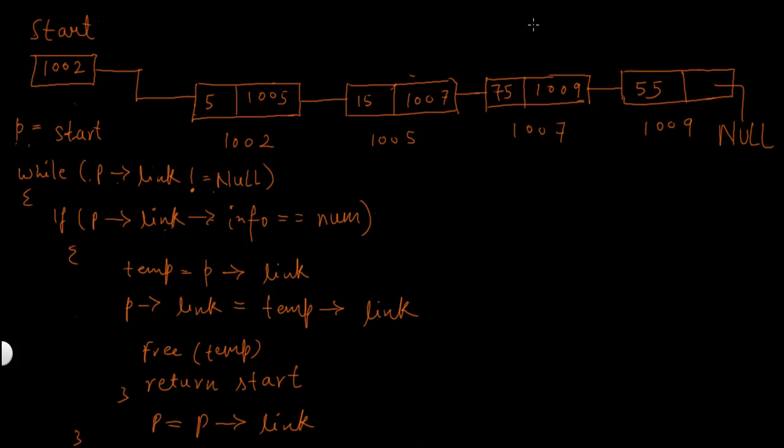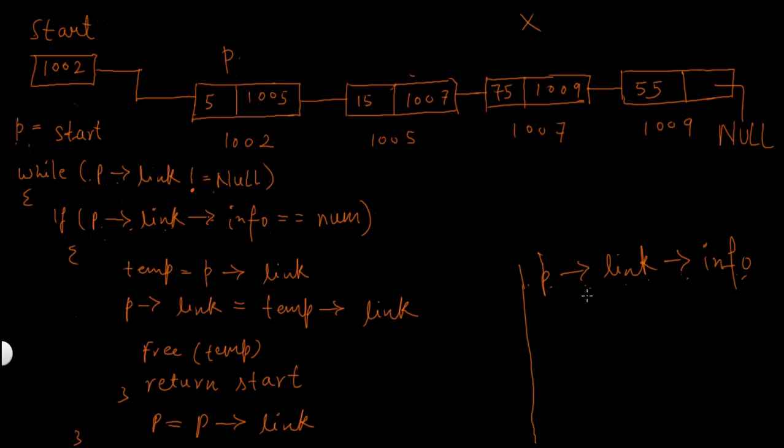Now let's say I want to delete this node. So I have to reach this node, then only I can delete this one. Now P is storing the address of the first node. So P means first node. Now P arrow operator link means link part of this node. And link part of this node is not equal to null. This is the not equal to comparison operator. So this while condition is true. So this if statement will be checked. This if statement is important.